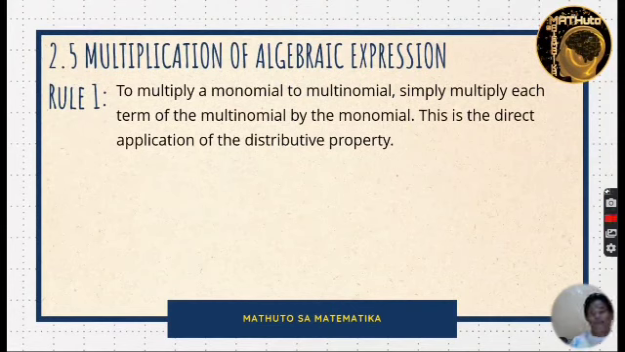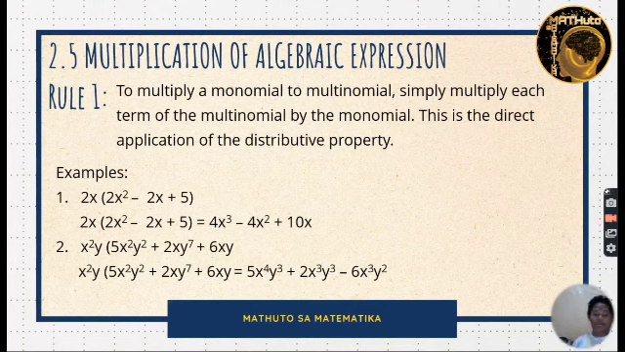To multiply a monomial to a multinomial, simply multiply each term of the multinomial by the monomial. This is the direct application of the distributive property. Examples. We have 2x times the quantity 2x squared minus 2x plus 5. So, i-multiply po natin yung 2x sa lahat ng terms inside the parentheses. So, just follow the rules of multiplying algebraic expression. So, 2x times 2x squared, 4x cubed. Since may exponent po yung x dito na 1, plus 2 is 3.